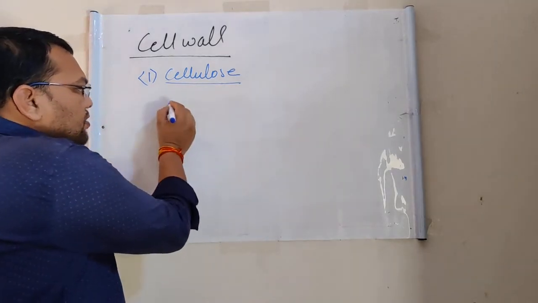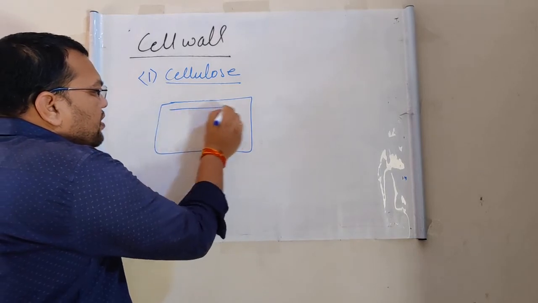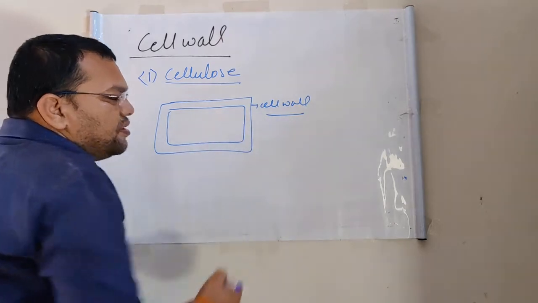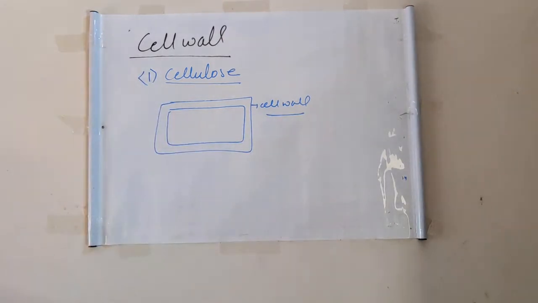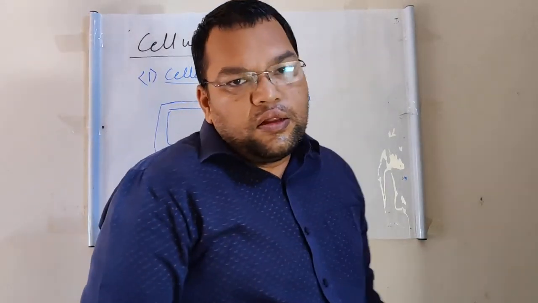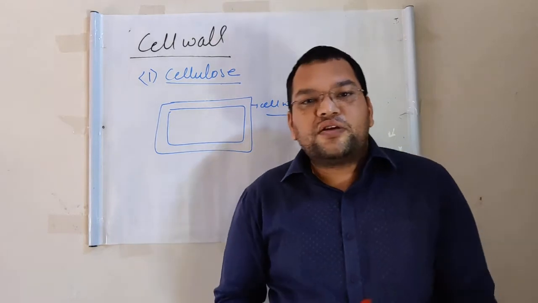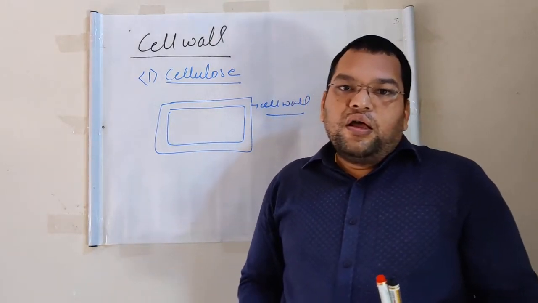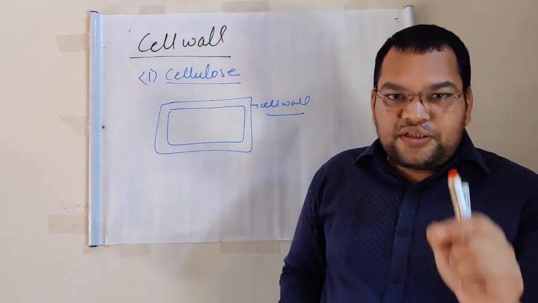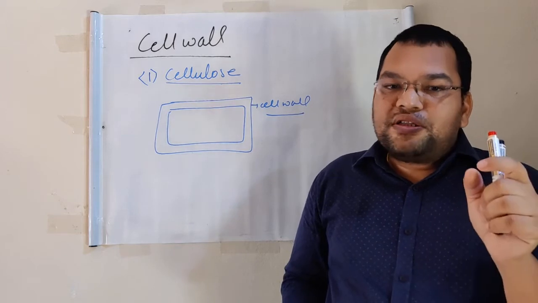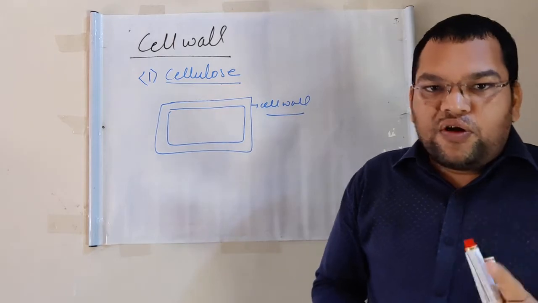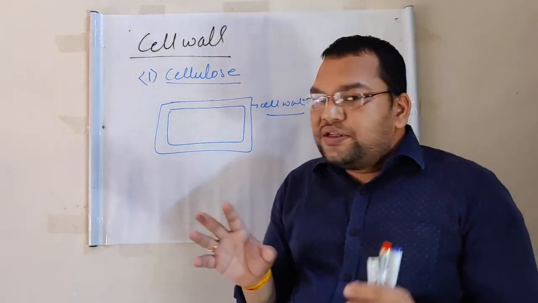Now, this is the cell wall. What is the function of the cell wall? I am going to explain it to you. The function of the cell wall is very simple. It prevents the cell from bursting, and it also protects the cell from outer attack.